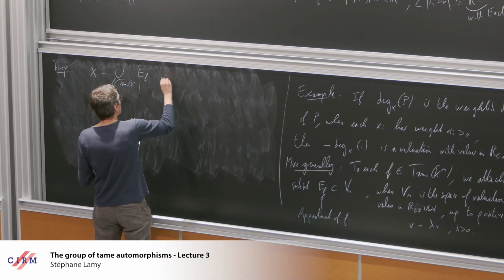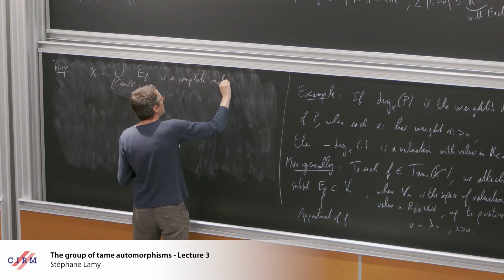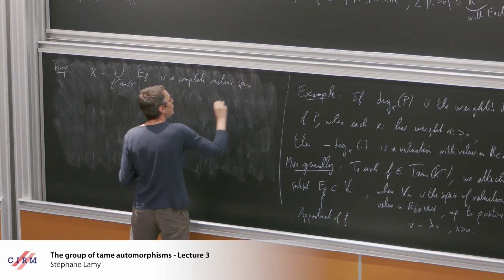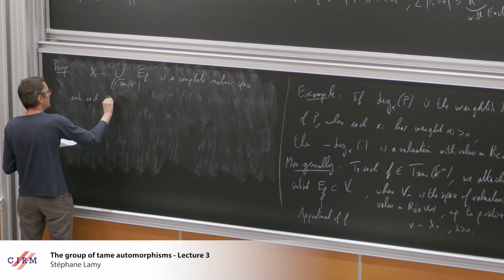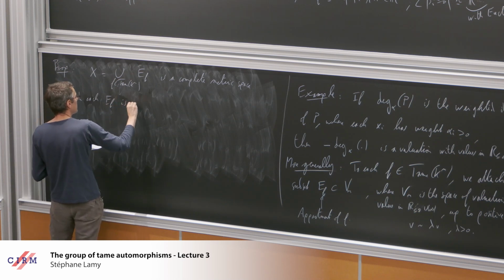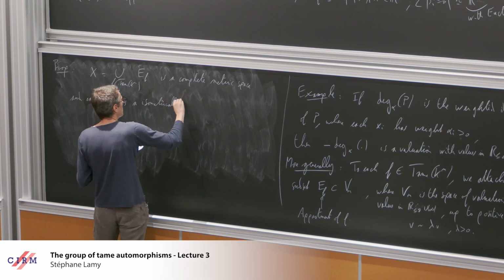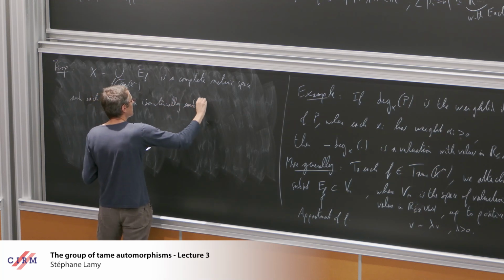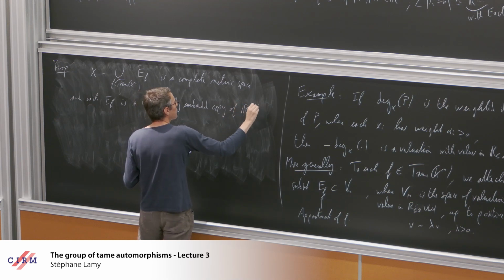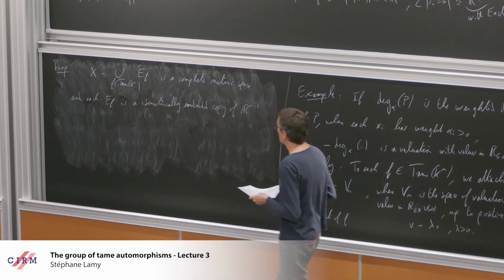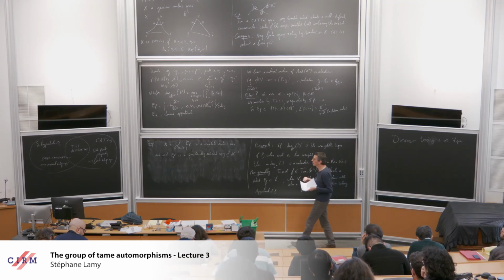So this is a complete metric space, and each E_F is an isometrically embedded copy of R^(n-1). Okay, so at least it's good.